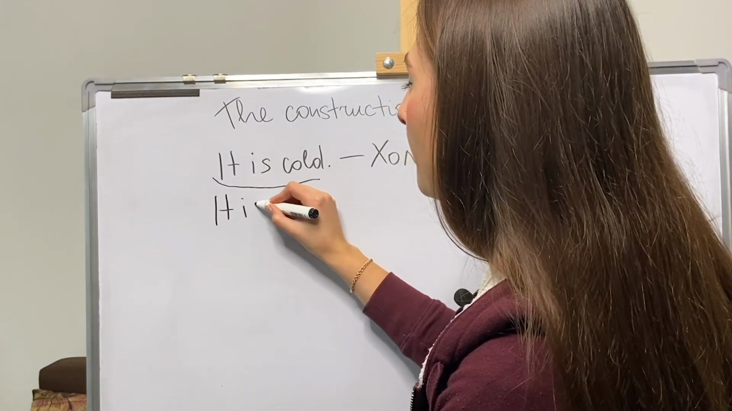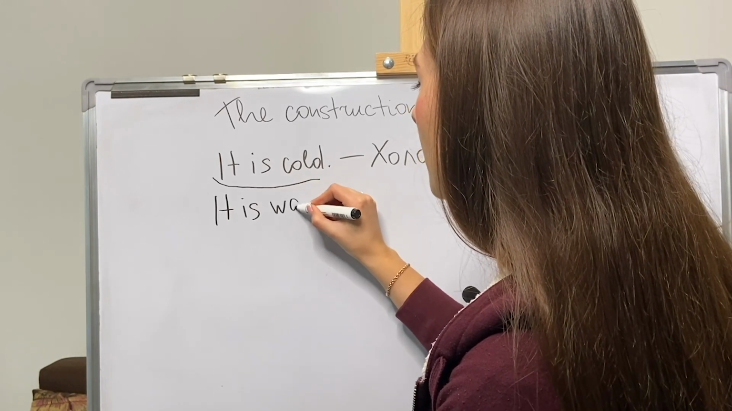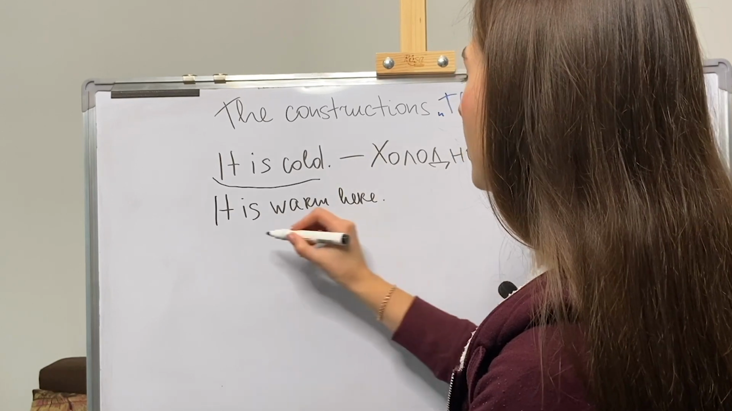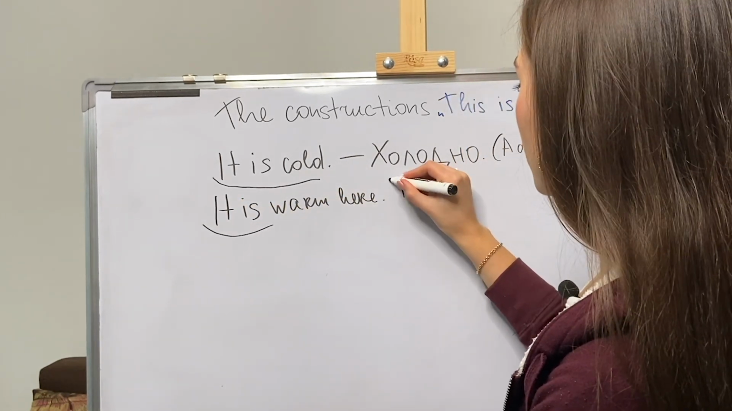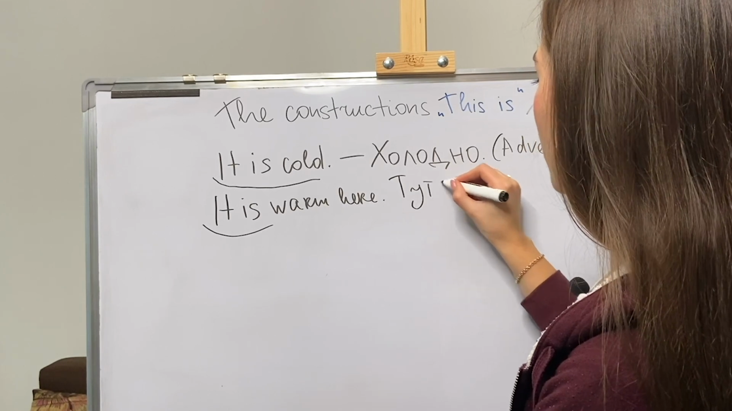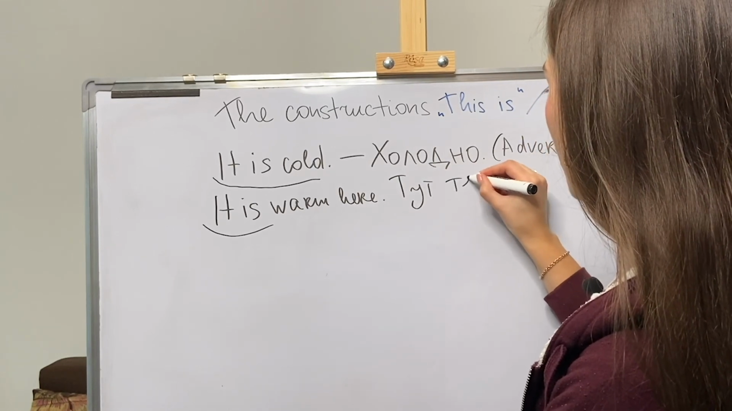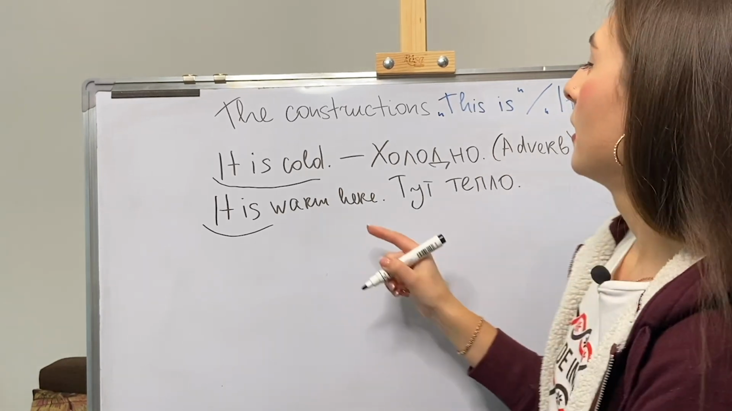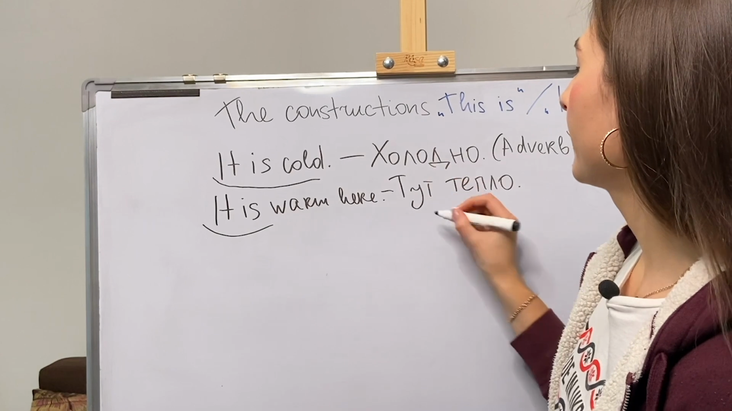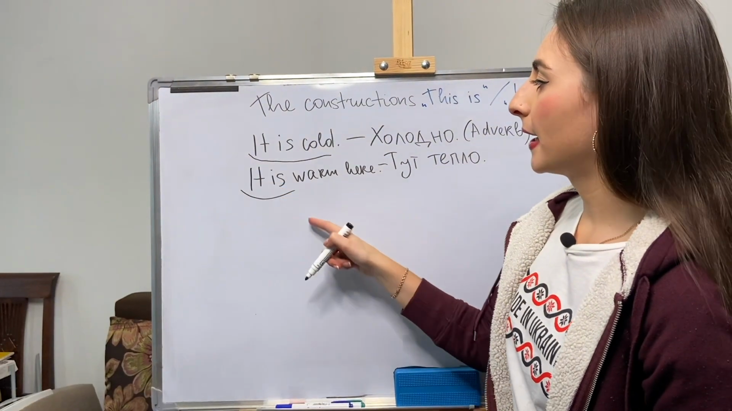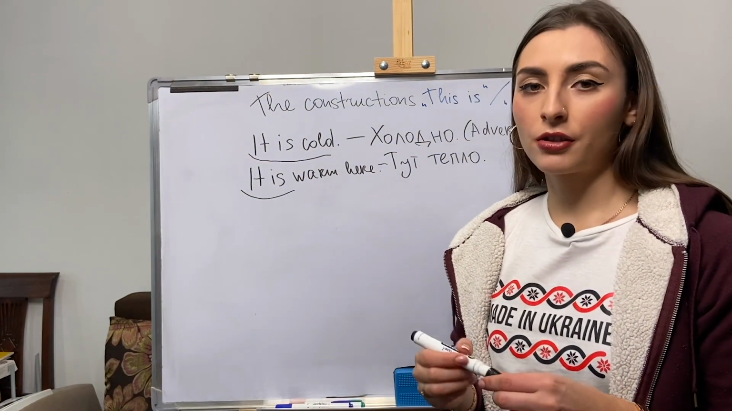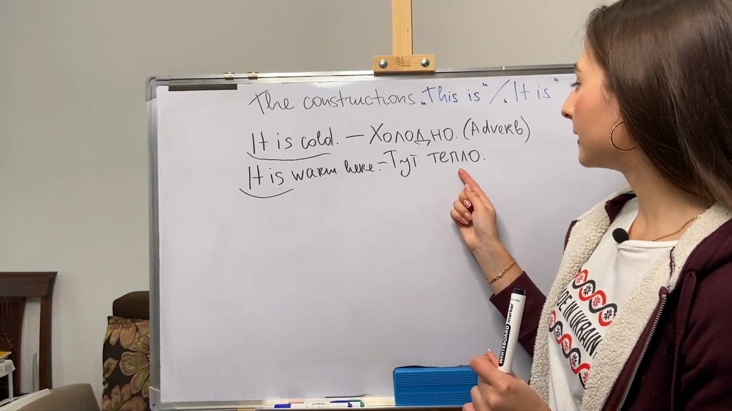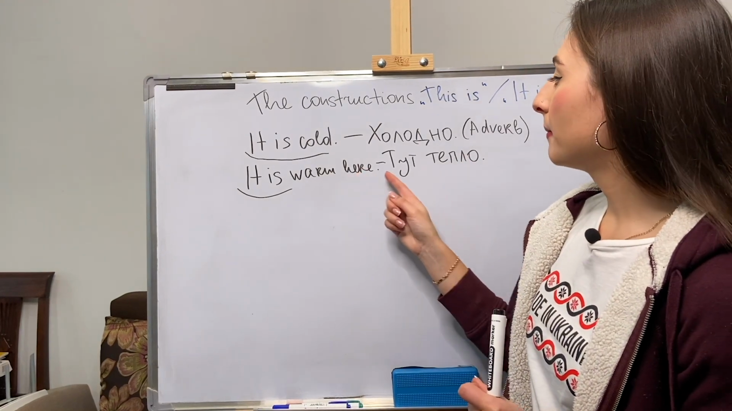"it is warm", "it is warm here", then you say тут тепло. Тут тепло. So you can see again, I omitted the construction "it is" in Ukrainian language, and I just say тепло. Тепло, again, is an adverb, and тут means here.